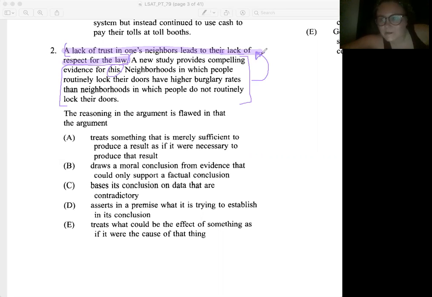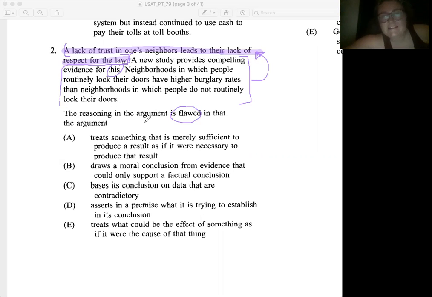You should already be telling yourself that this is an invalid conclusion. But let's see what kind of question we have. The reasoning in the argument is flawed, so this is a flaw question. So let's go ahead and predict what this flaw is. What is the gap, or why does our support not validate our conclusion?